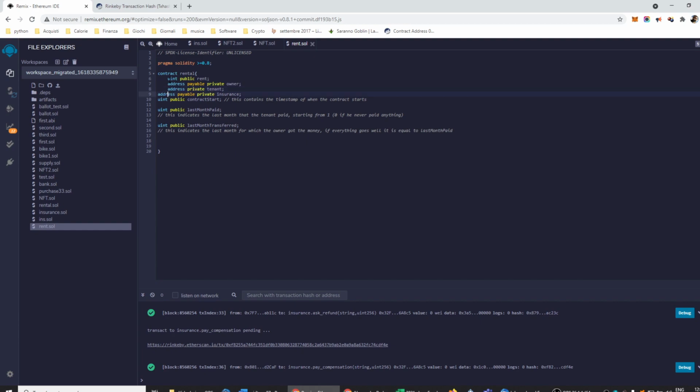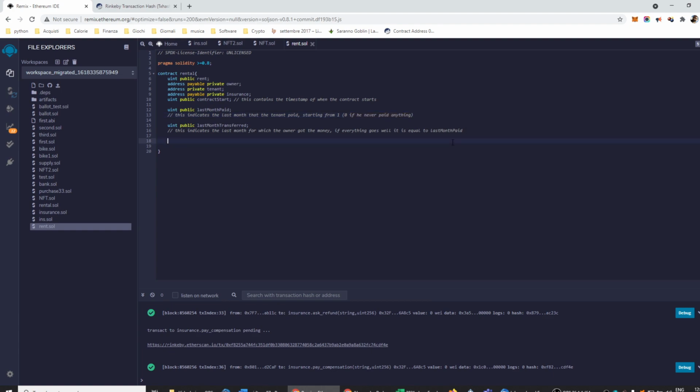So, the rent, which is the amount of the rent, the owner, it's the owner of the apartment, the tenant, this is not payable because the tenant doesn't receive any money, and the insurance company. Contract starts, the timestamp when the contract starts. Last month paid indicates the last month that the tenant paid, starting from 1, 0 if he never paid anything, and last month transferred indicates the last month for which the owner got the money. If everything goes well, it is equal to last month paid.